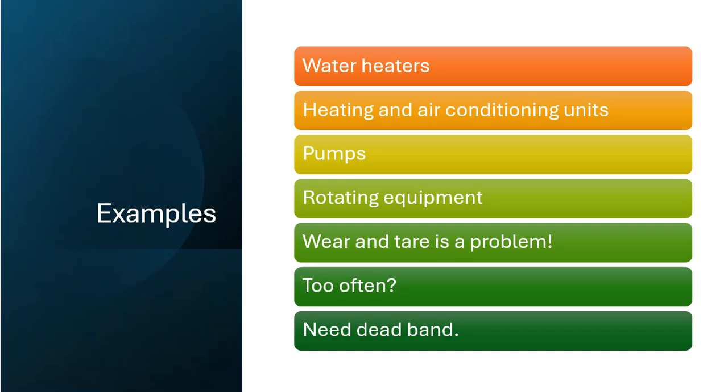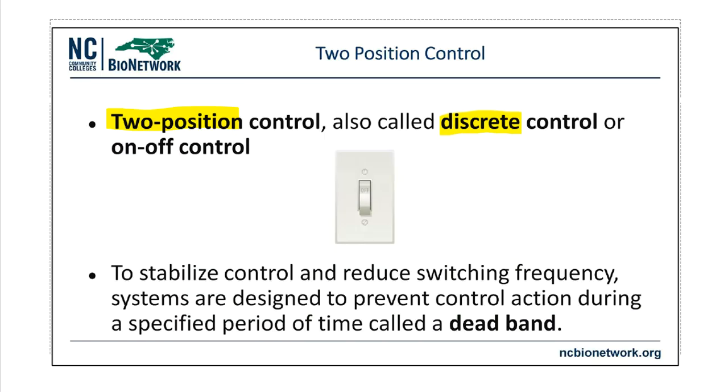Okay, so now with that said, here at the very bottom of the slide, it says, to stabilize control and reduce switching frequencies, systems are designed to prevent control action during a specified period of time called a deadband. Folks, that came straight from your book. All right. So what on earth is deadband? What are they talking about? How does that even make any sense?